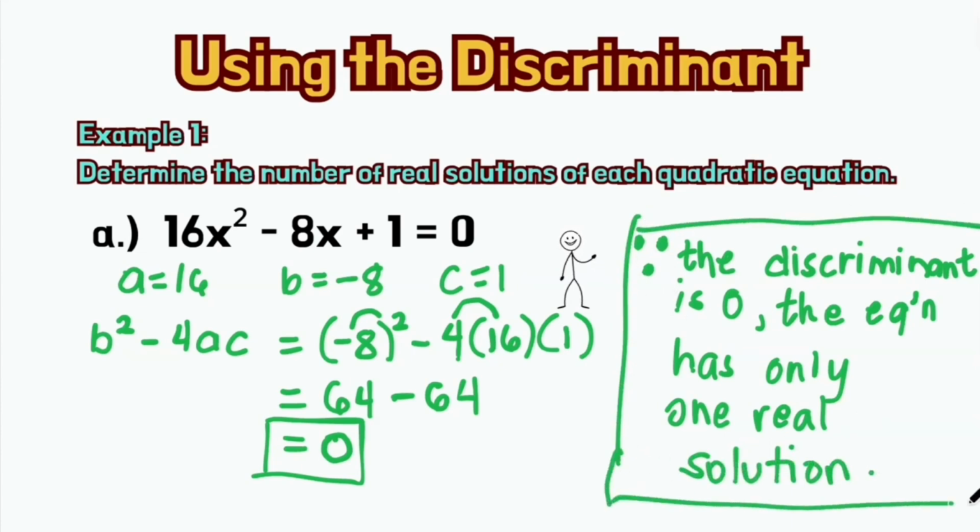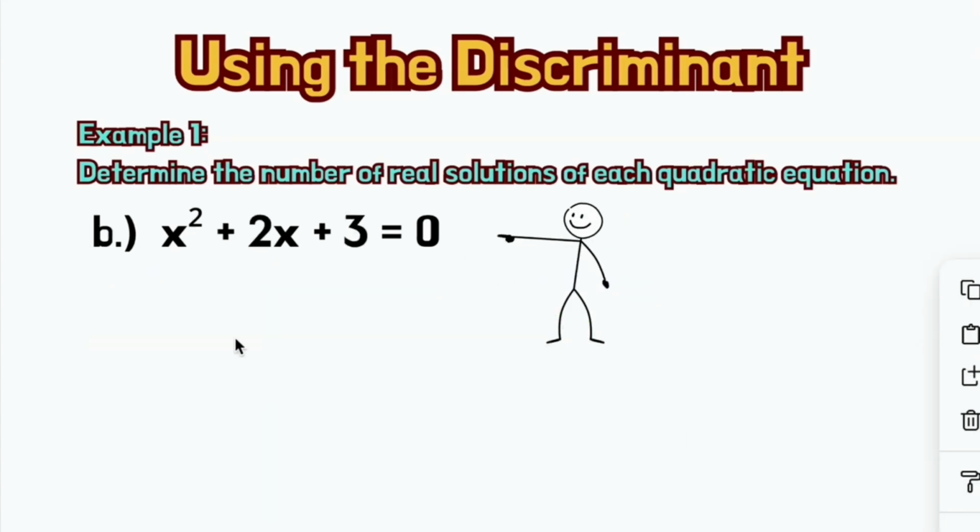Dahil ang discriminant natin ay 0, ang equation na to ay maglalabas lang ng isang real solution. If you want to check it, you can apply the quadratic formula, and you will find only one real solution. So this is a great way to identify what kind of solution or what kind of method that we need to use. Okay, so now number 2, or letter B.